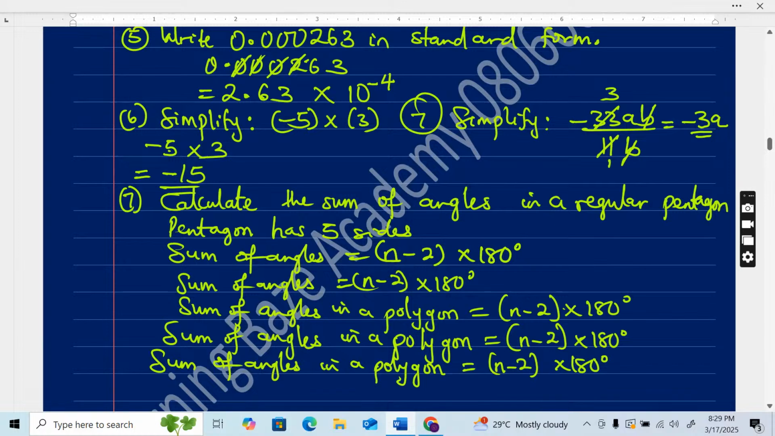Go ahead. Write: the sum of angles in a polygon is equal to n minus 2 times 180 degrees.